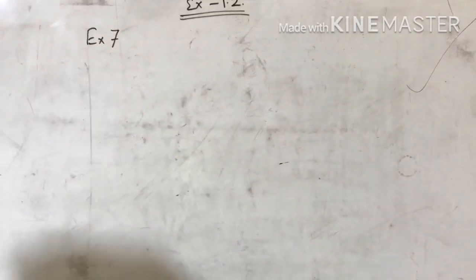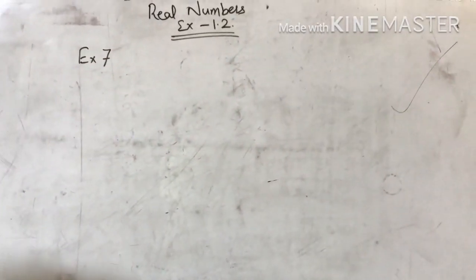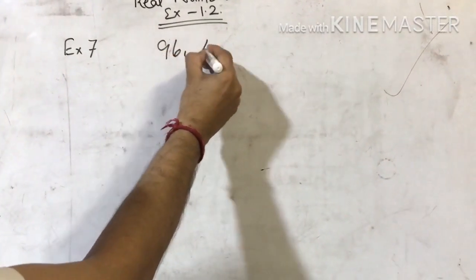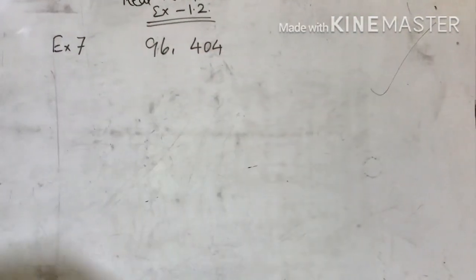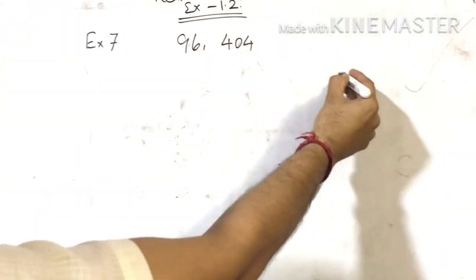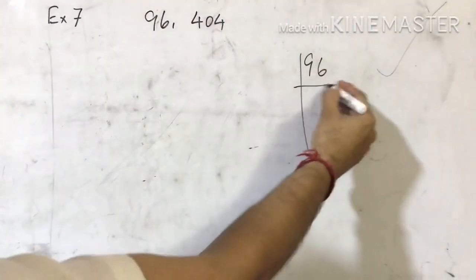Example number 7. It states, find the HCF of 96 and 404. So the numbers are 96 and 404. You have to find the HCF by the prime factorization method. So find its factors.